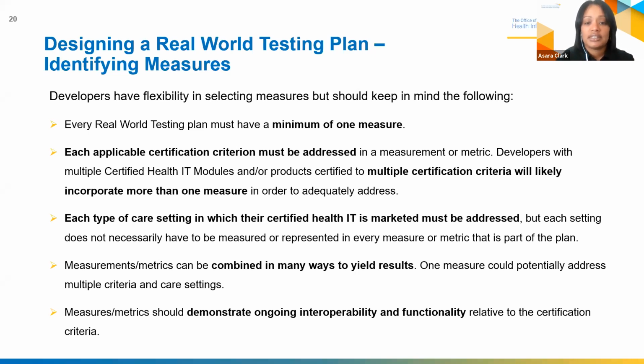Each applicable certification criterion must be addressed in a measure, as I just mentioned, or metric. And developers with multiple certified health IT modules and/or products certified to multiple certification criteria will likely incorporate more than one measure in order to adequately address all of these criteria. So, you know, you may have more than one measure. It just depends upon the approach you take and how you're going to measure and what measure you're going to use.